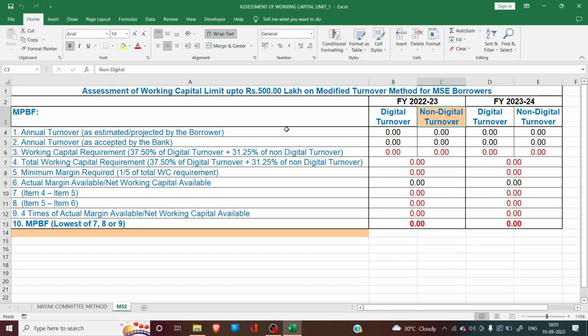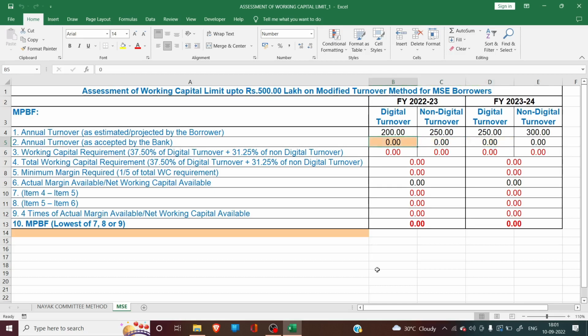Here, the borrower will have to estimate or project his turnover in two parts. In case he says that during financial year 22-23, the digital turnover would be 200 lakhs and non-digital turnover would be 250 lakhs. Likewise, for 23-24, digital turnover is estimated at 250 lakhs and non-digital turnover at 300 lakhs. It is not necessary that the entire turnover projected by the borrower is accepted by us. We can accept the turnover on the lower side also, considering the sales trend of the borrower.